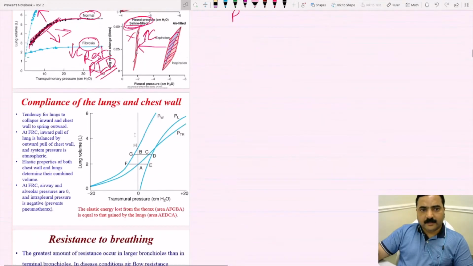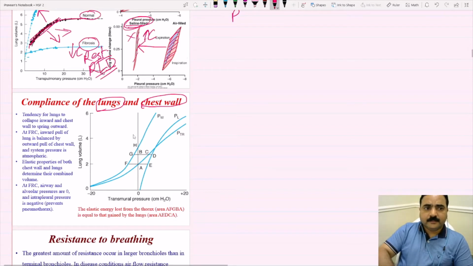That was the compliance of the lung. Now let us see the compliance of the chest wall and how it compares to that of the lung. There is a tendency for lungs to collapse inward, whereas the chest wall likes to spring outward. At FRC, the functional residual capacity, over here this line represents the functional residual capacity. So the volume of air that is present below that is the functional residual capacity.